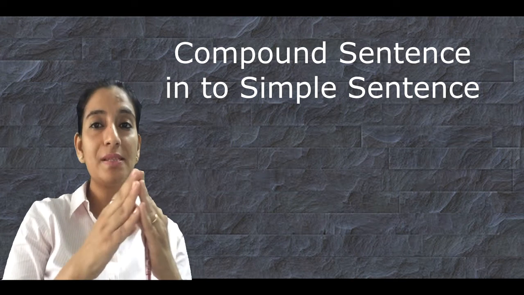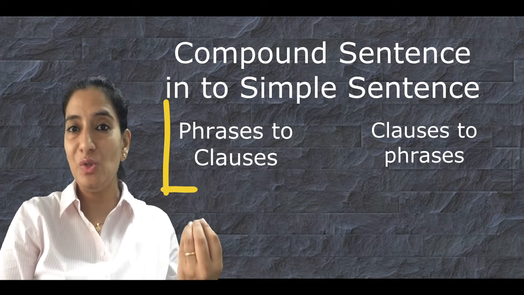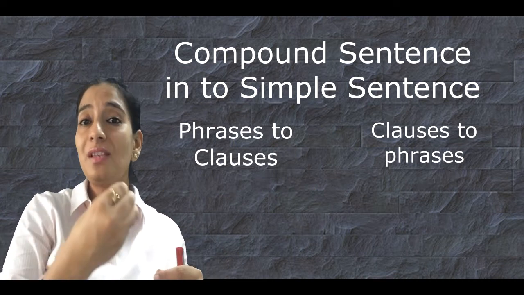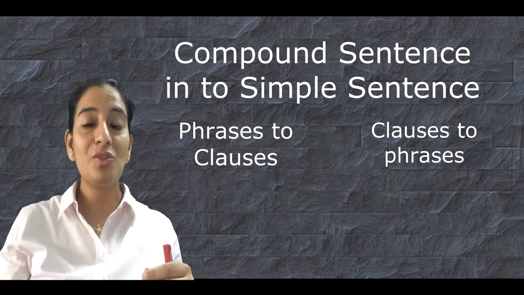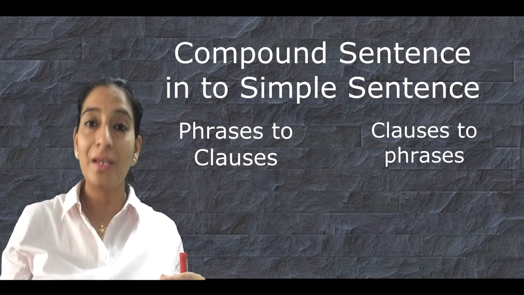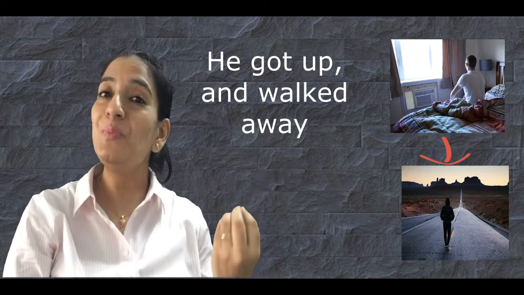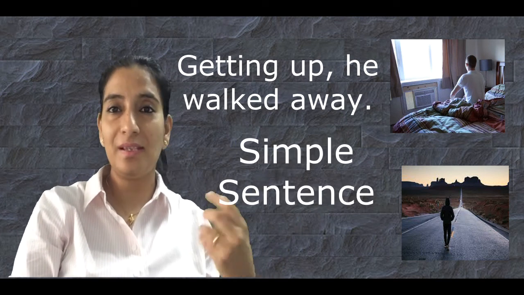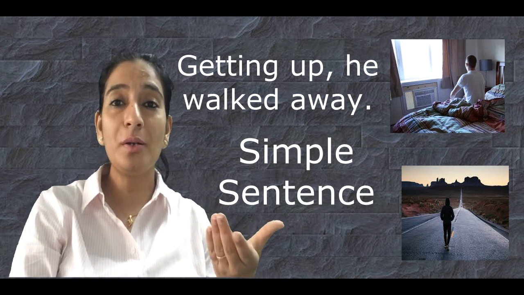Now are you ready to turn a compound sentence into a simple sentence? As to change a simple sentence into a compound sentence, we have stretched out various phrases into clauses. Now in this case we'll go vice versa. That means clauses have to be reduced into various phrases, into a participle phrase or a prepositional phrase or an infinitive phrase. So let's try this with an exercise. He got up and walked away. A compound sentence. Getting up, he walked away. A simple sentence. What did I do here? I turned a clause, he got up, into a participle phrase, getting up.